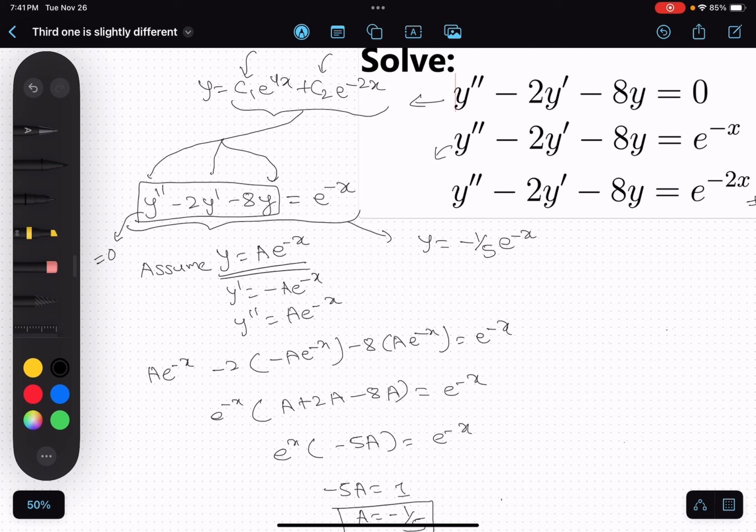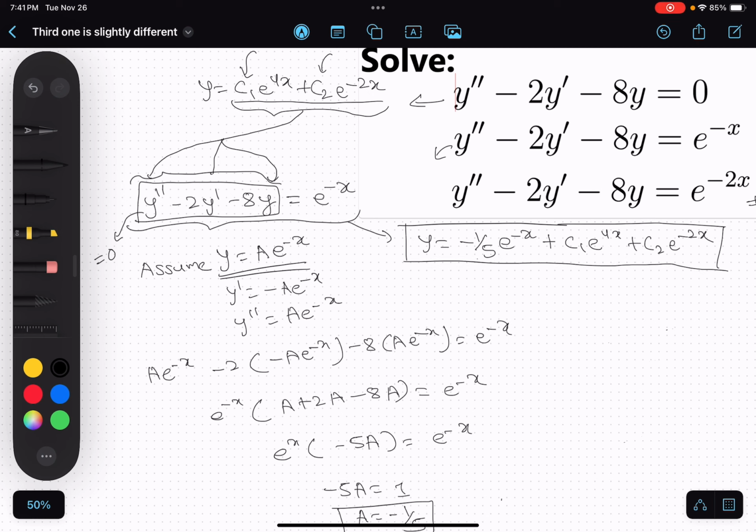If I just substitute this value for y, I will just get 0 from this expression, right? So what if I just added c1 e to the power 4x plus c2 e to the power minus 2x in our solution, for this expression, our y double dash minus 2y dash plus 8y. If I substitute y equals this one, it will just give e to the power minus x, right? And if I substitute this one, this will just give 0, and then this one will just give 0, and I can just add these three.